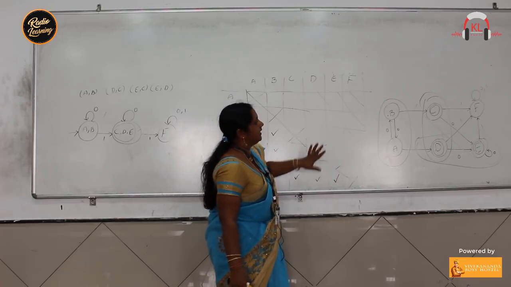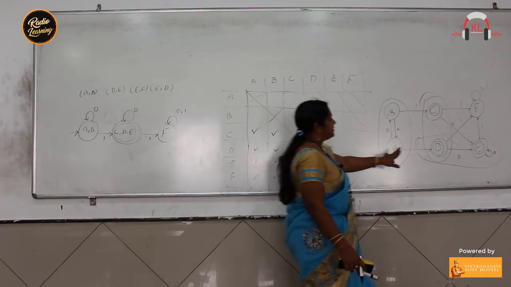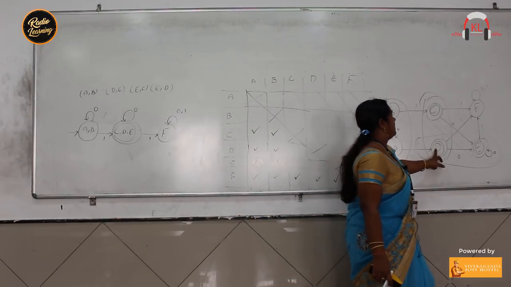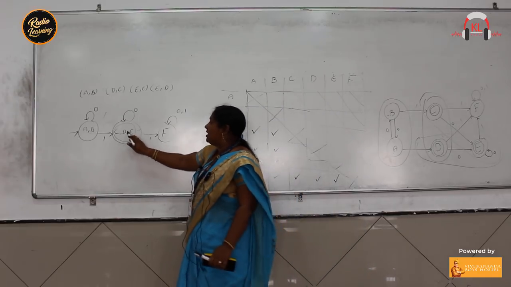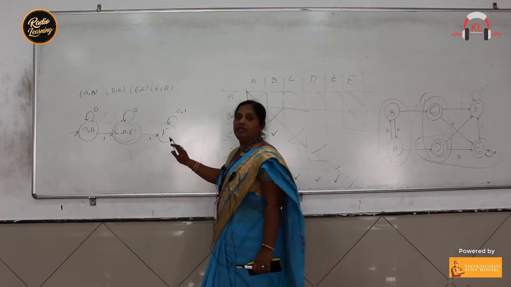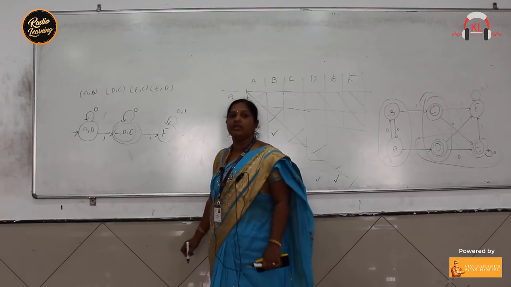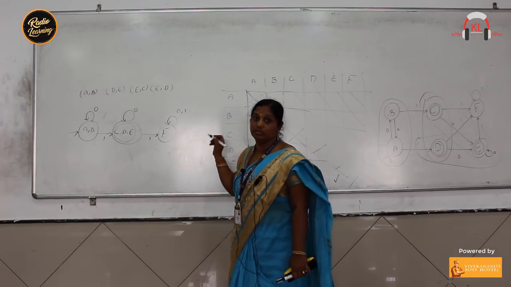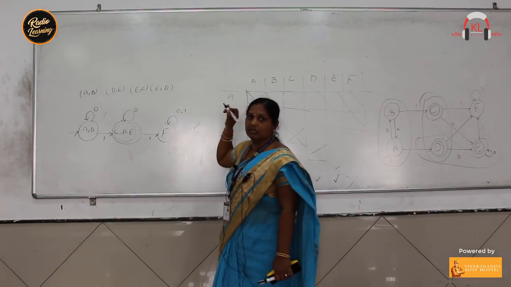You can check by taking any input. See here, in my original diagram, the final state is D. D after reading 1, where is it going? F. E after reading 1, where is it going? F. So totally this is the final diagram I obtained after applying the Myhill-Nerode theorem for minimizing the number of states. Okay, understood? This is the concept.